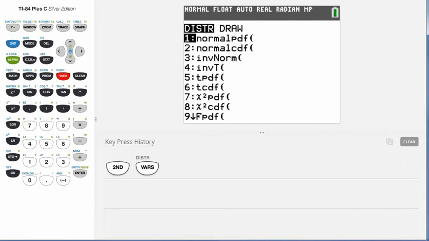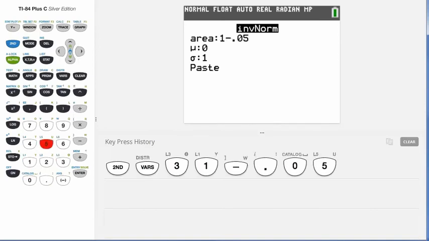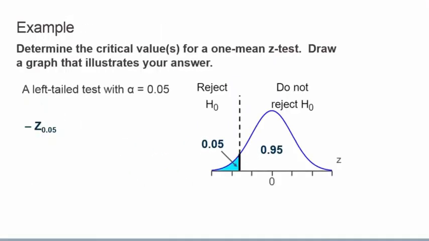Second, distribute. We want inverse norm, which is number 3. Since z sub alpha always represents the shading to the right, we want to type in 1 minus 0.05. We want to keep our mean 0 and our standard deviation 1, which is the default. Enter, and we get 1.6448. This rounds to 1.645. Since I have a negative in front of my z, I also put a negative in front of my answer.